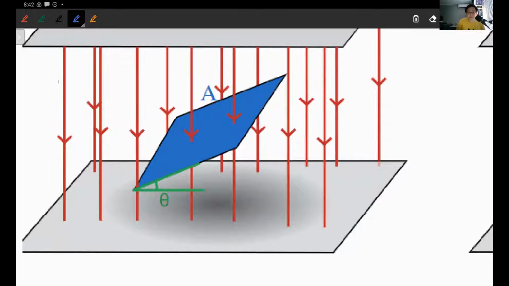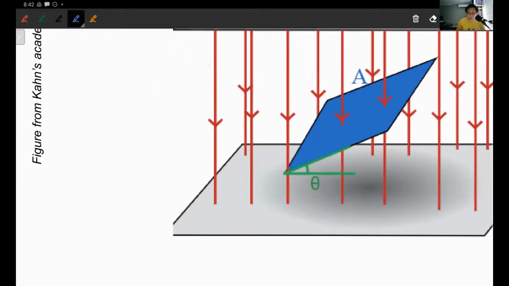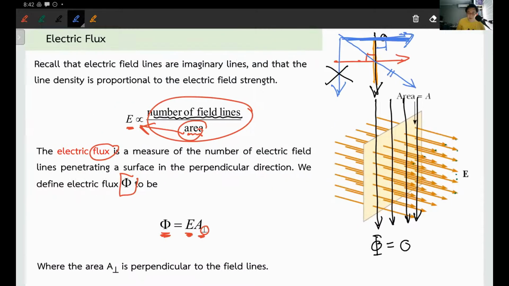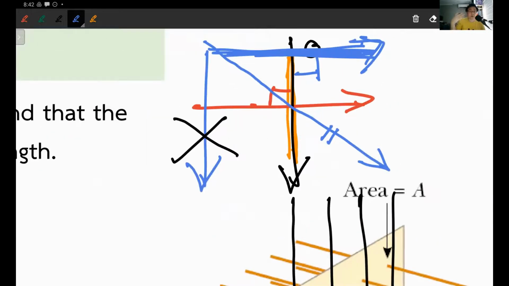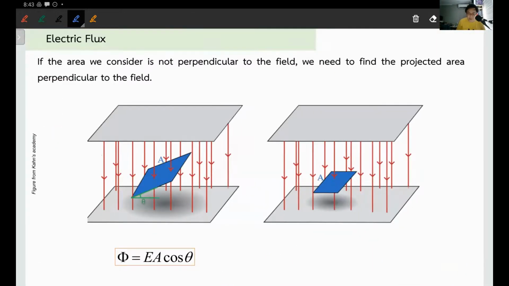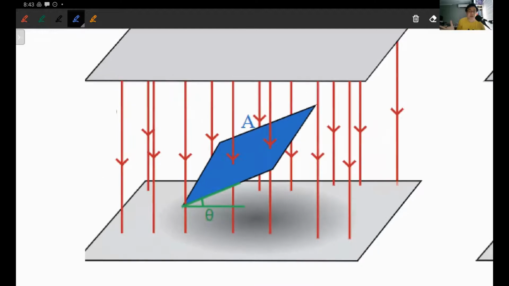That is fine. Okay, you guys see what I'm saying here? Yeah. What we saw from last in my drawing is we stick with the area, and we are trying to look at the electric field that penetrates this area in the perpendicular direction. Or you can look at this from another perspective: the electric field is already pointing there. The area itself is actually not in the perpendicular orientation.